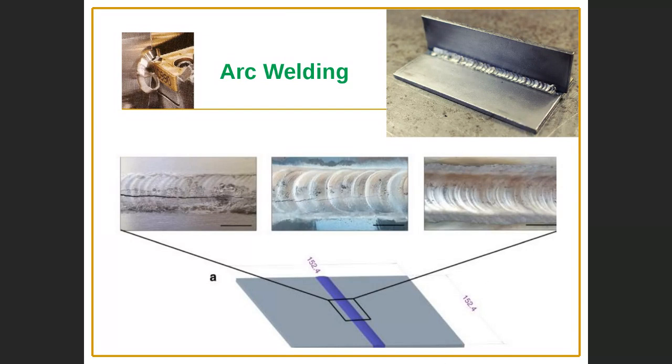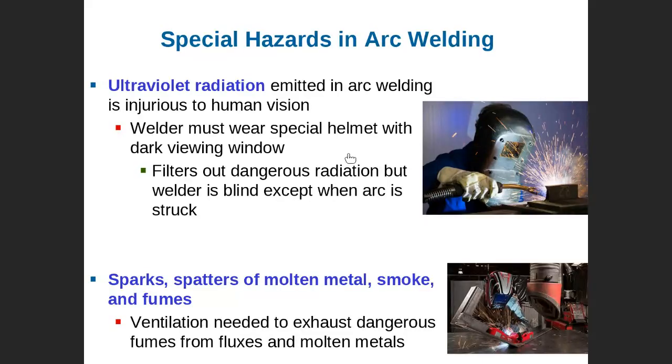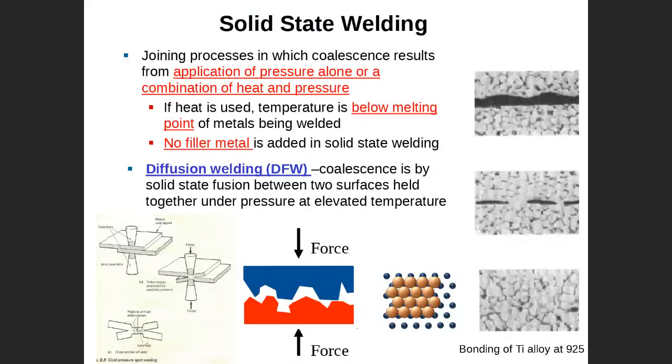This is fusion welding. The hazard in fusion welding is ultraviolet radiation, which is dangerous. People usually wear a special helmet to avoid the effect of the ultraviolet radiation, and smoke also comes from it. They put a duct here to absorb this smoke so it does not affect the person or operator working in welding. This is what we call a special hazard in arc welding.